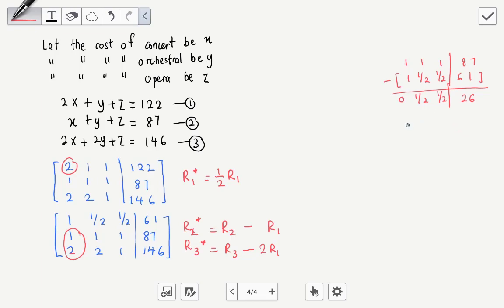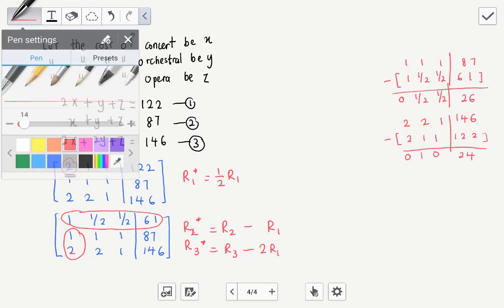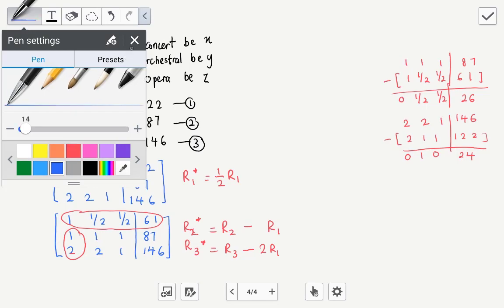Okay, next is row 3. The elements on row 3 are 2, 2, 1, 146. We're going to minus with 2 times row 1. So 2 multiplied with row 1 will give us 2, 1, 1 and 122. When we minus this, we will be getting 0, 1, 0 and 24. So this is your new row 2 and row 3.